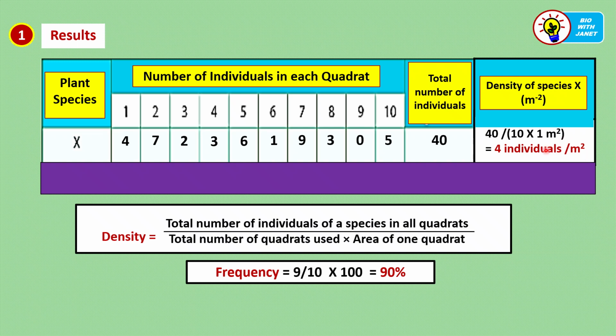All right. Here I write down the units again, but it's already in the table, in the title. How about frequency? So frequency, it's very easy to calculate frequency. Just find out which quadrat has 0 number of the plant species. All right. So there's one quadrat, right? Quadrat 9. That means out of 10 quadrats, 9 quadrats have the species. So 9 over 10 times 100, you get 90%.